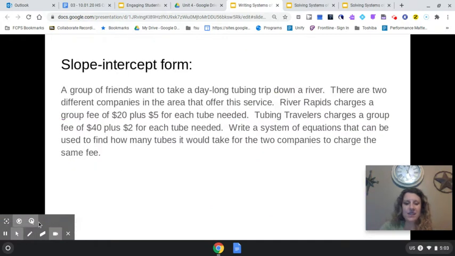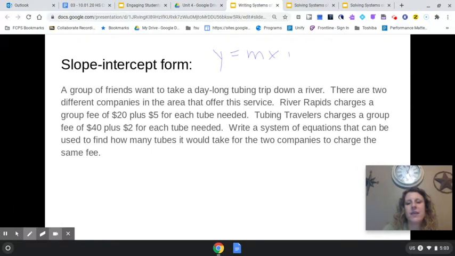Okay, this next example is in slope-intercept form. So again, just to recap, y equals mx plus b. That is what slope-intercept form looks like. So this particular word problem is set up so our two equations will be written in that form. Let's go ahead and read through the problem.